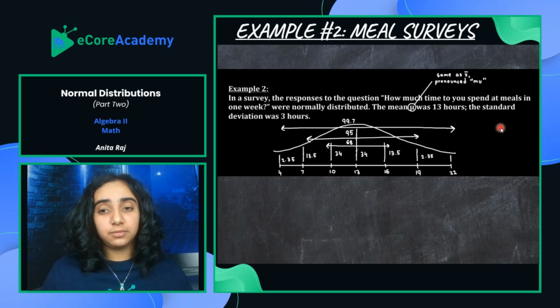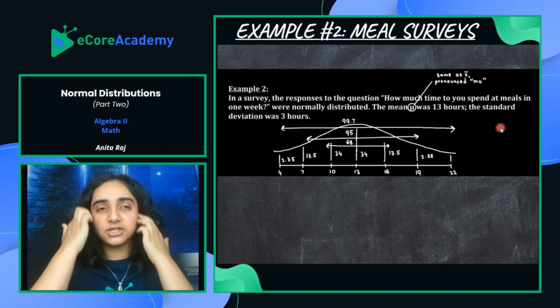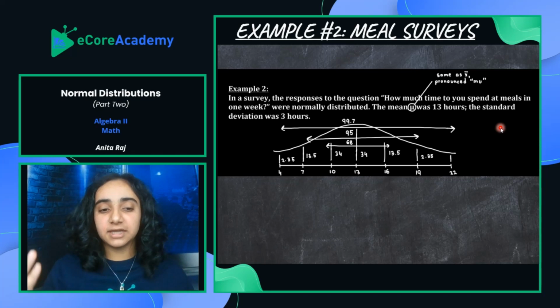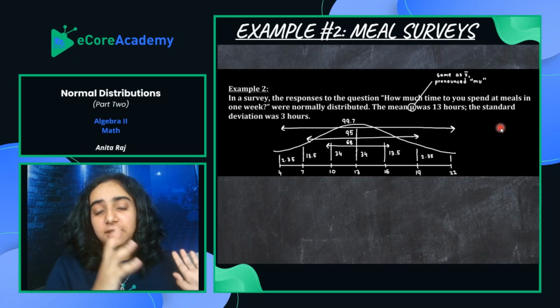Were normally distributed. The mean, or mu, same as x bar, pronounced mu. That's a symbol you also see in biology, but in this case, mu stands for mean. Was 13 hours. The standard deviation was 3 hours. So the question being asked to the sample population was how much time do you spend at meals in 1 week? And then after the responses were collected, whoever is analyzing the data determined that this was a normal distribution, meaning the curve we saw in the last photo applies here as well.